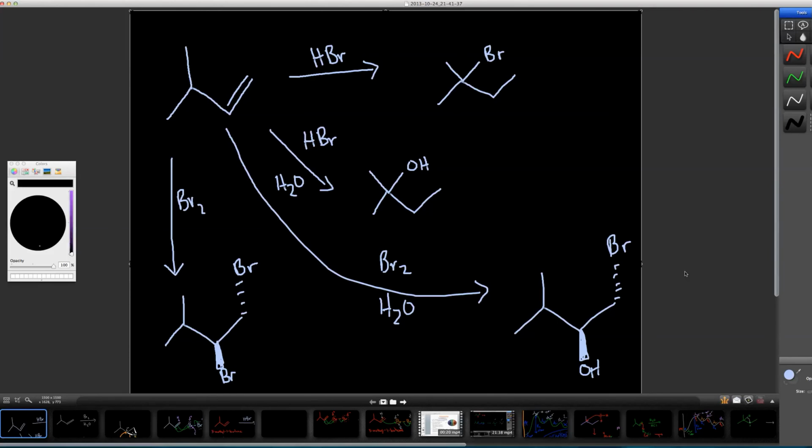So in the next podcast, I'm going to look at how we can add hydrogen across a double bond, and also we will delve into nucleophilic addition across a carbon-oxygen double bond.